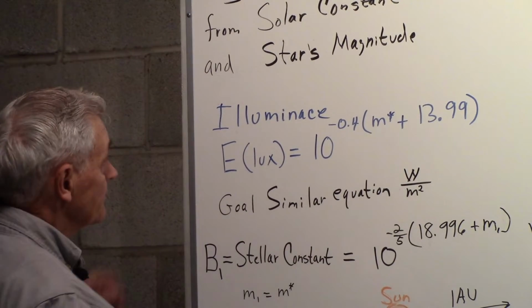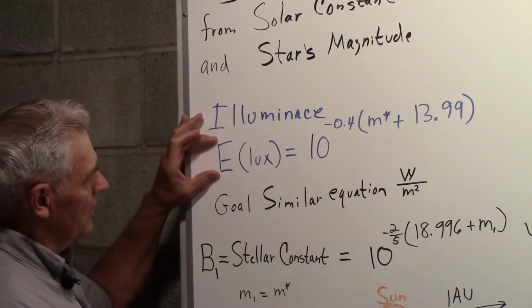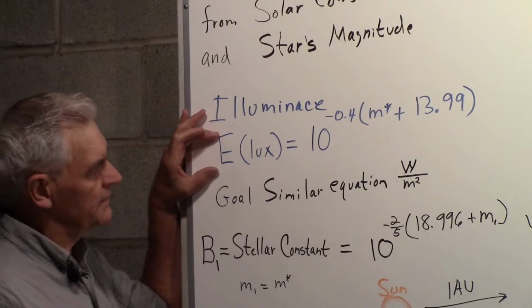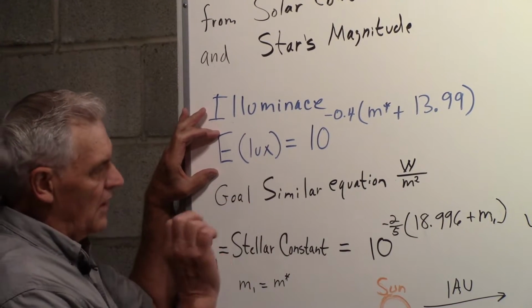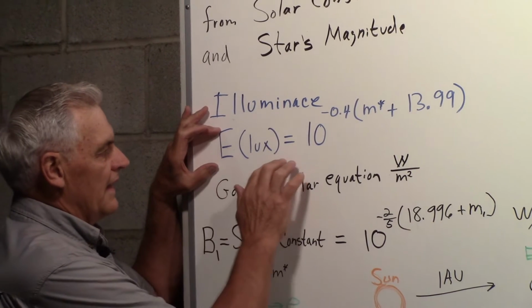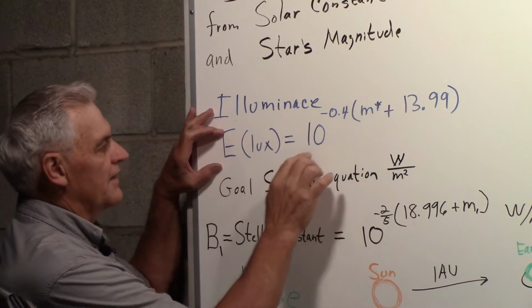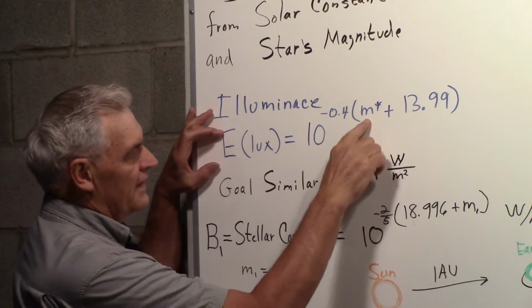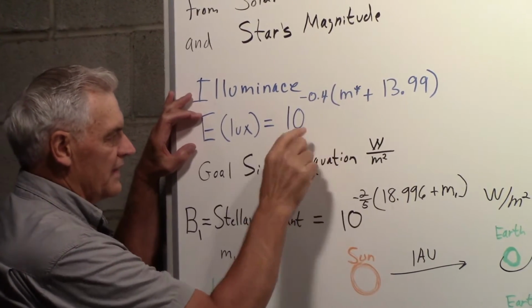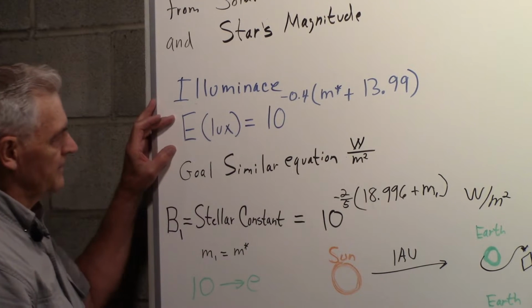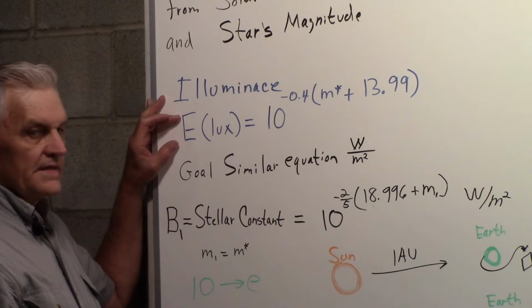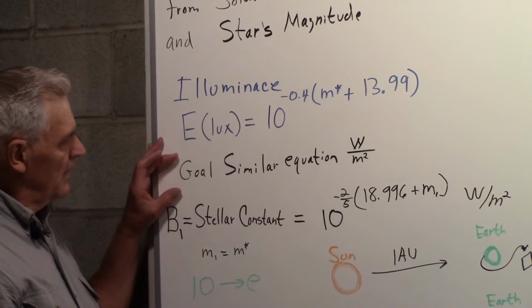And in there, they show an equation in terms of lux. We're going to work first in watts per square meter. And this is the equation they have. They say that the illuminance of a star is equal to this expression. Here's the star's magnitude. If you work that out, you can find out what the illuminance is in units of lux.